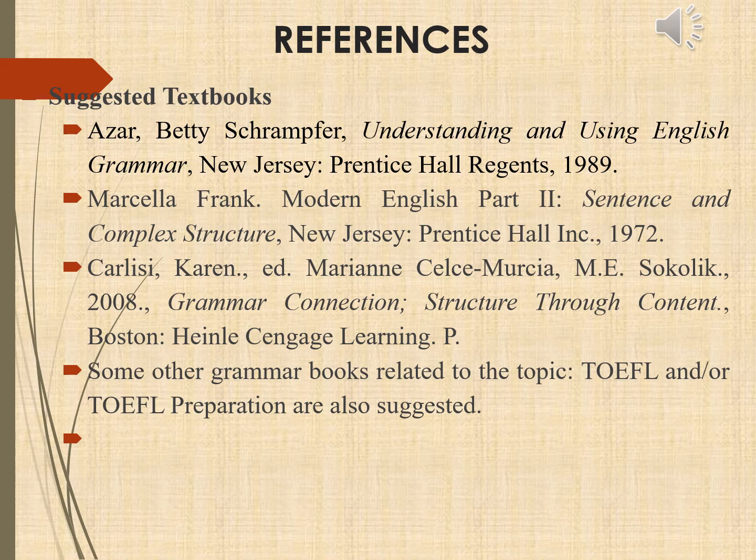Azar and Hagen's book is very popular, and the title is Understanding and Using English Grammar. There are some editions, and you can choose what is best for you. Another one can be Marcella Frank's book, titled Modern English Sentence and Clause Structure. You can also have Grammar Connection and Structure Through Content. I also mention Raymond Murphy as a reference, or some other grammar books related to the topic.